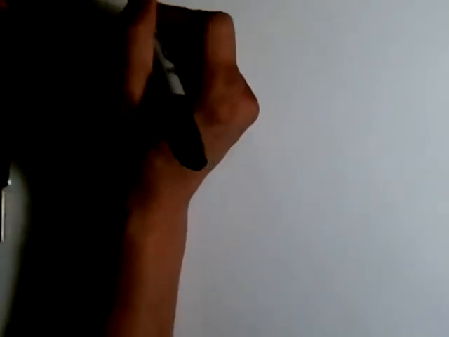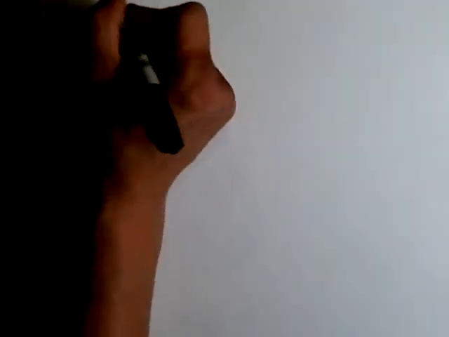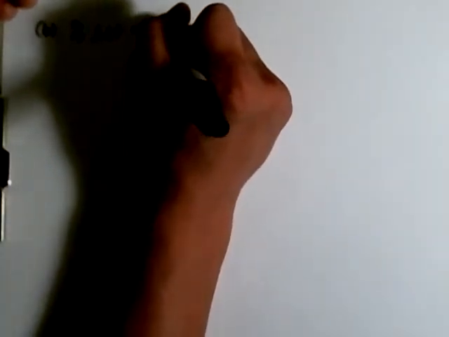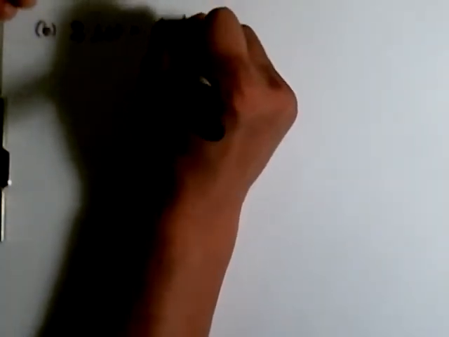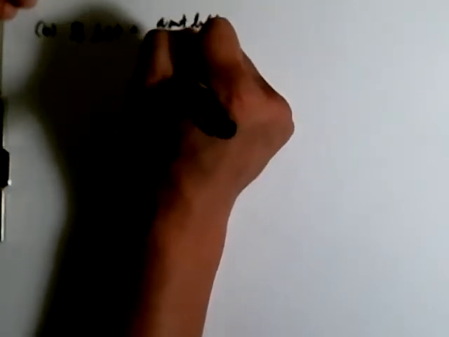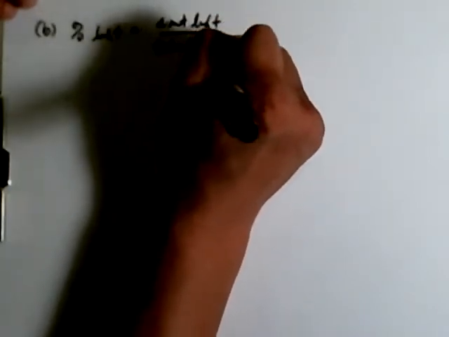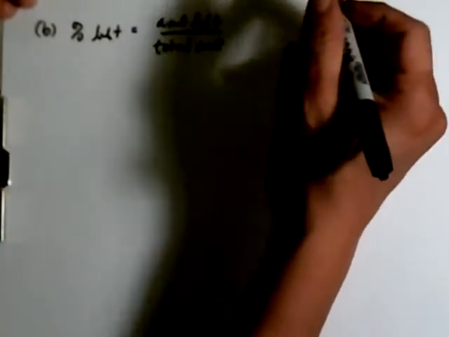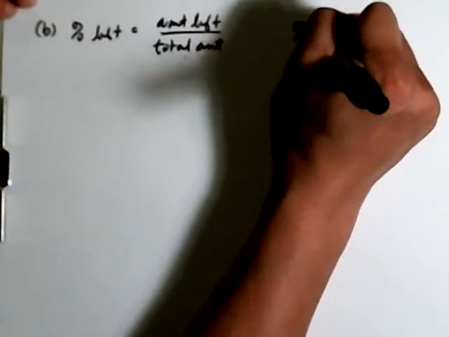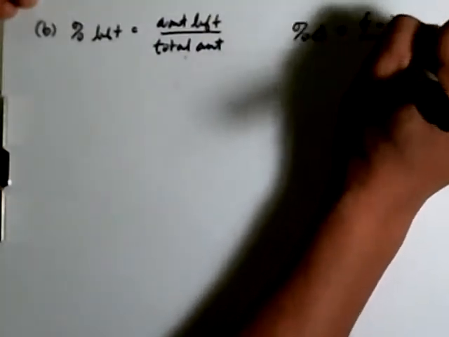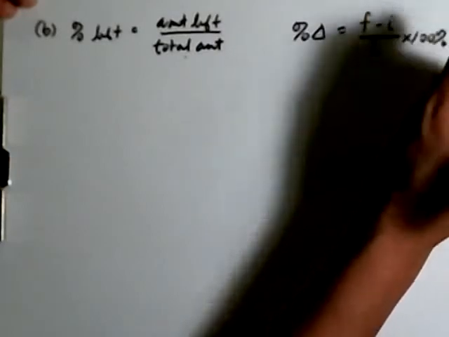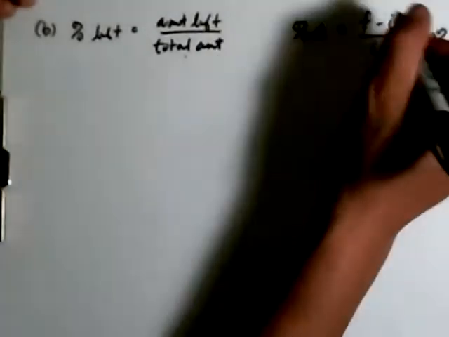What I did was on part B, percent left. What was the question again? Percent remaining, percent left, is equal to the amount left divided by the total amount. And what I did was I did percent change, which is equal to your final value minus initial value, divided by initial value, times 100. I don't know if you remember this from chemistry or not. You did a lot of this.